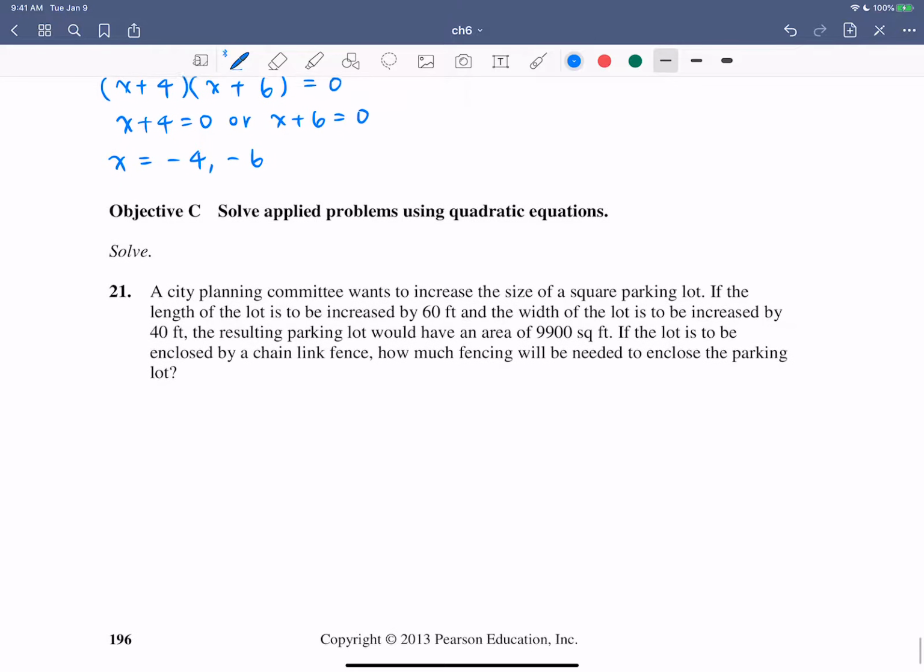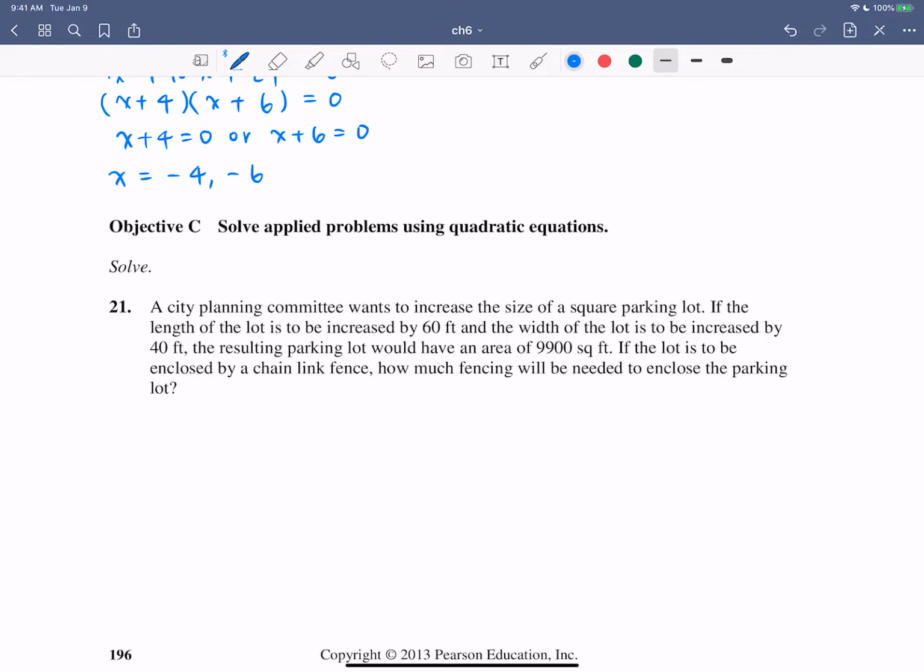Objective C. Solve applied problems using quadratic equations. A city planning committee wants to increase the size of a square parking lot. If the length of the lot is to be increased by 60 feet and the width of the lot is to be increased by 40 feet, the resulting parking lot would have an area of 9,900 square feet. If the lot is to be enclosed by a chain link fence, how much fencing will be needed to enclose the parking lot? To help you visualize this problem, it's probably a good idea to do a diagram.